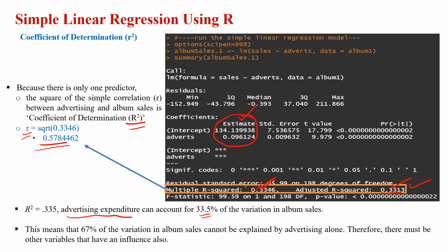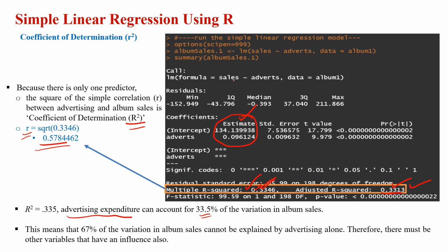Similarly, we want to see that because R square is indicating the goodness of this regression line, whether the fitness of the regression model is significant or not. Or we can say, whether the advertisement expenditure is significantly able to explain the variation in the album sale. So how can we do that?